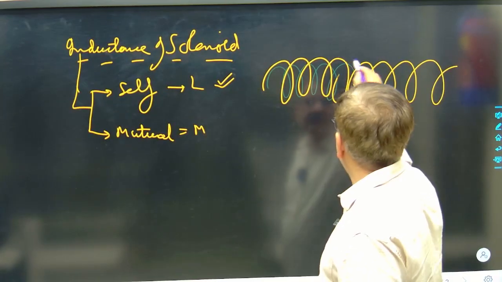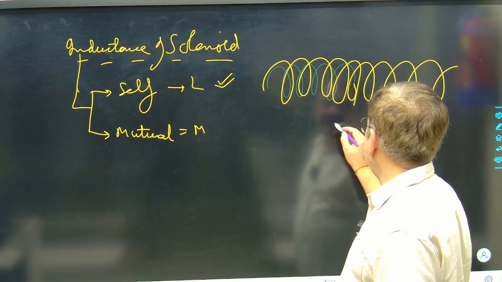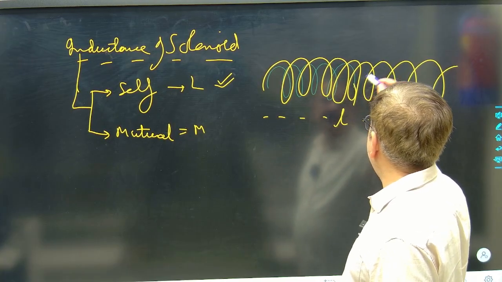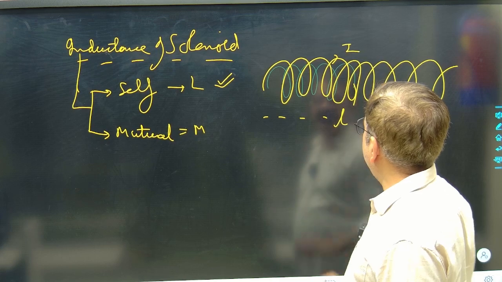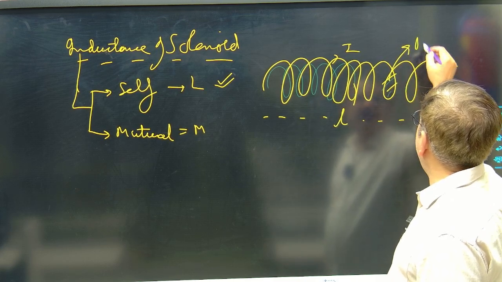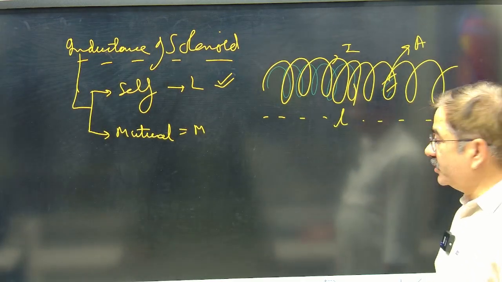You can see it is a solenoid and it has length L. The total length of the solenoid is L, and the current flowing is I here. Say the area of one loop of the solenoid is A.